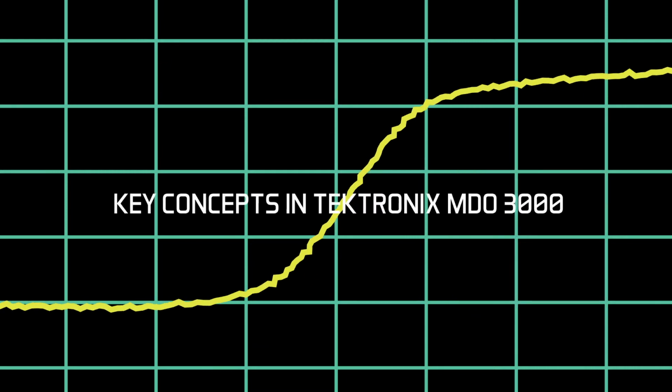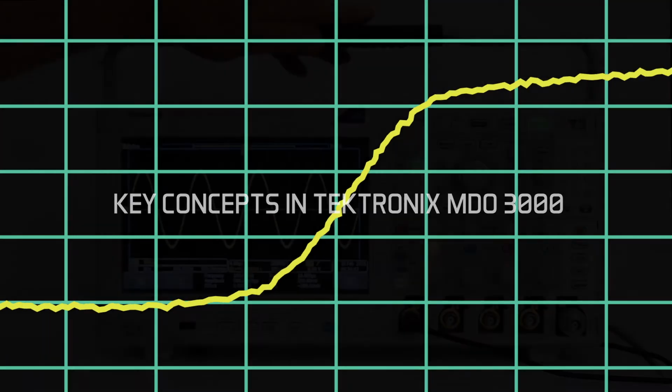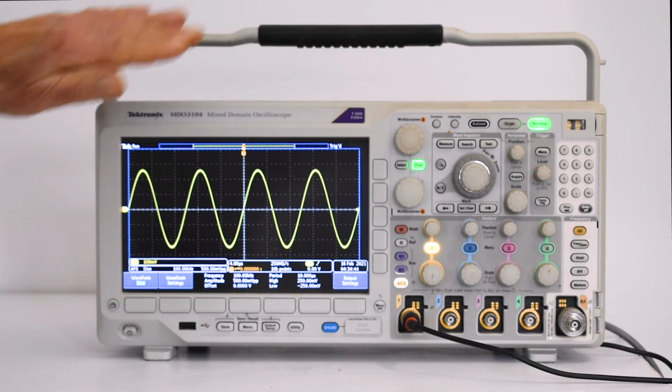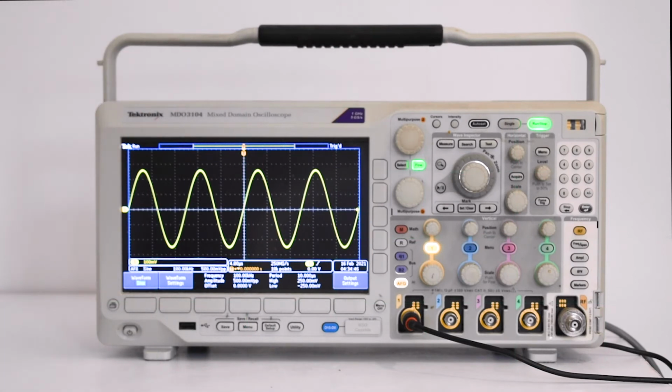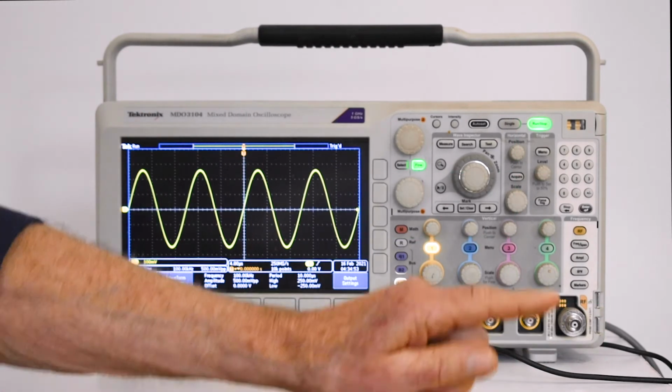Today we'll look at some key concepts in the Tektronix Series 3000 mixed domain oscilloscope. First, we'll consider acquisition mode, beginning with how to change it.